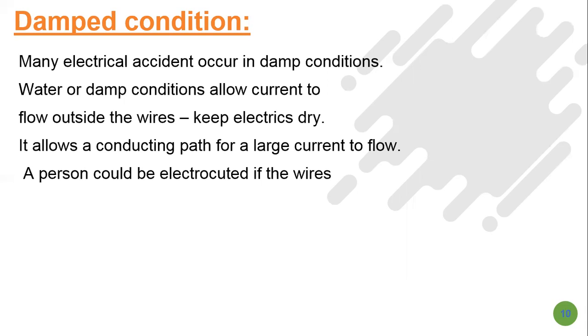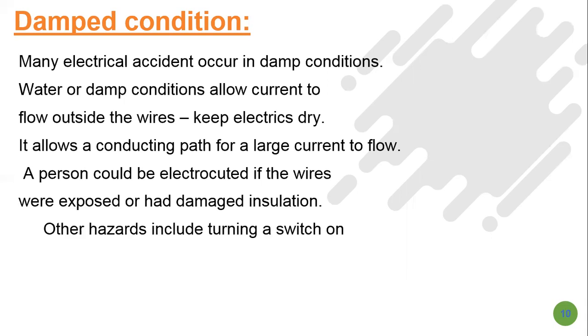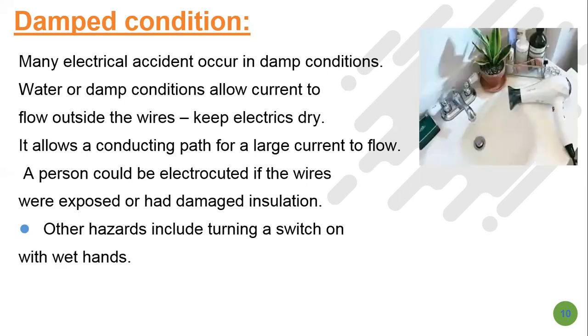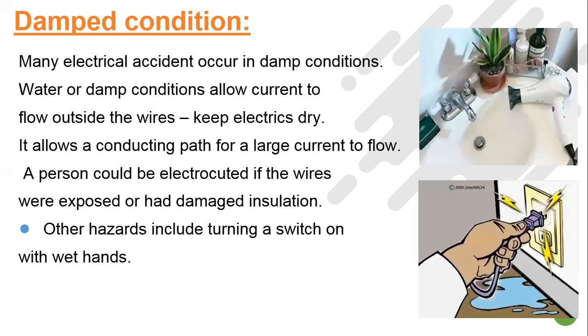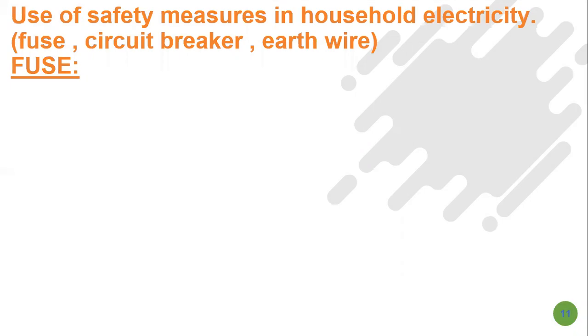A person could be electrocuted if the wires were exposed or had damaged insulation. Other hazards include turning a switch on with wet hands. You see the diagram: a hair dryer is placed near the damp sink or wash basin. It is dangerous. Second is a person plugging in with wet hands. It is also harmful or dangerous.